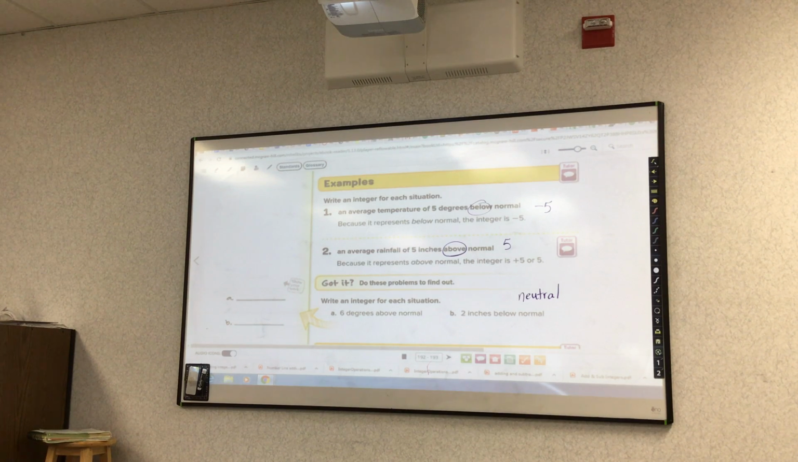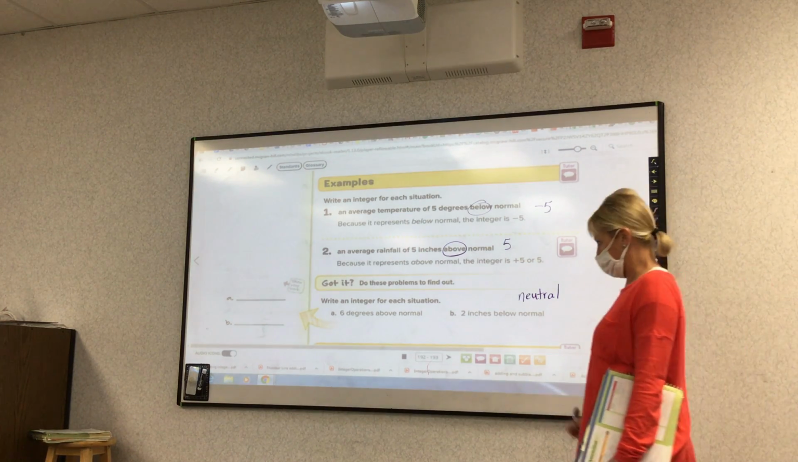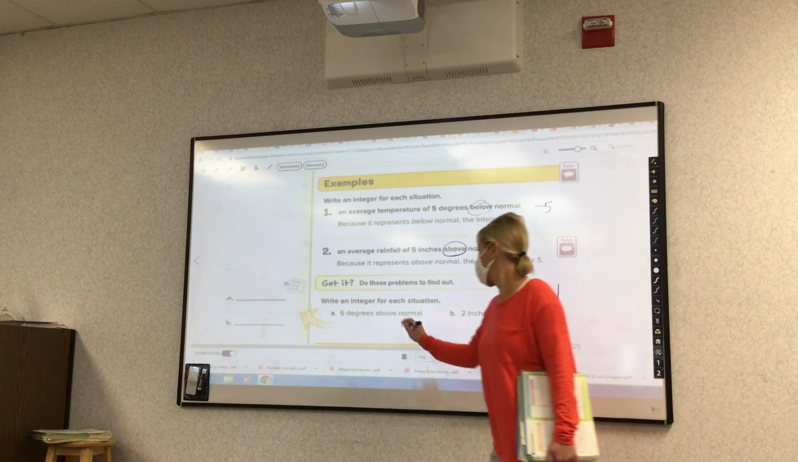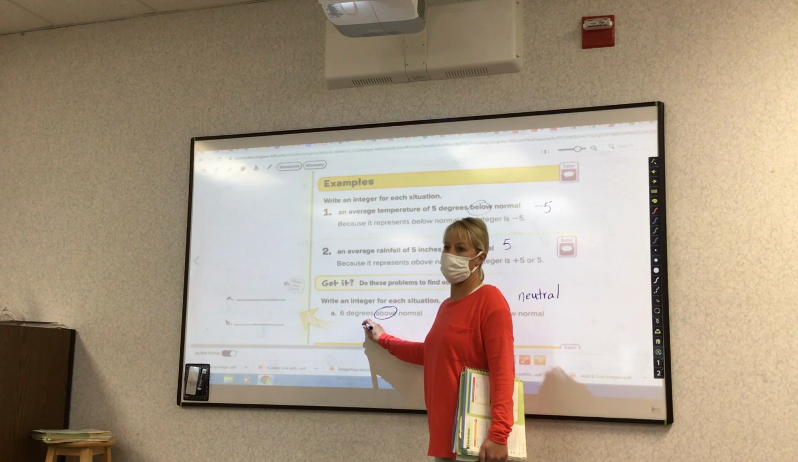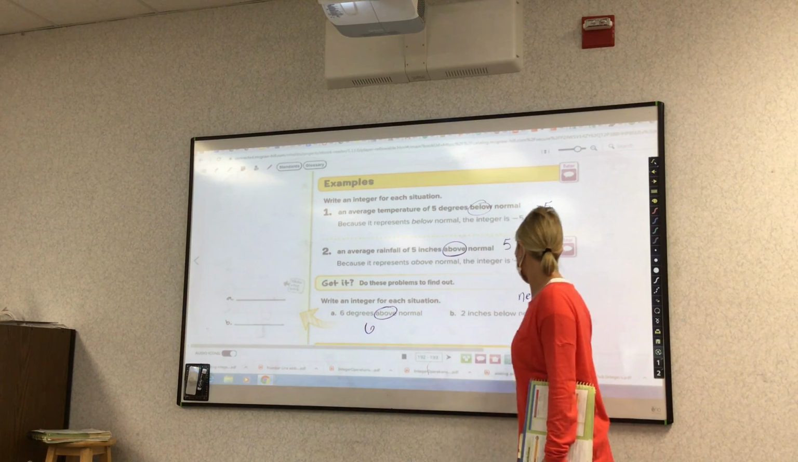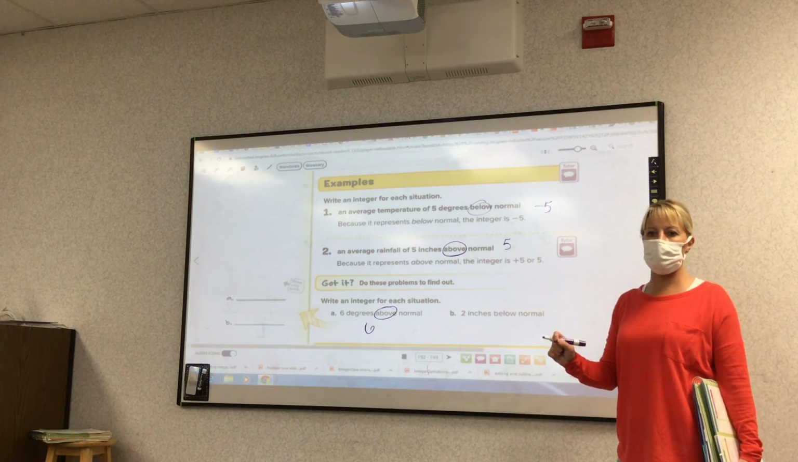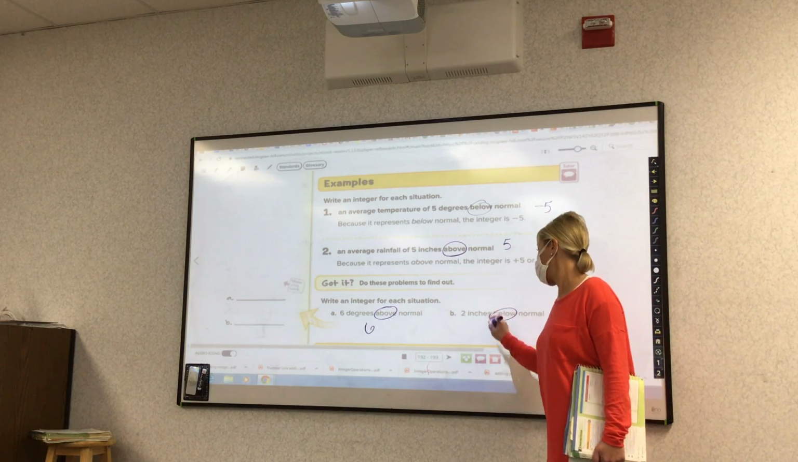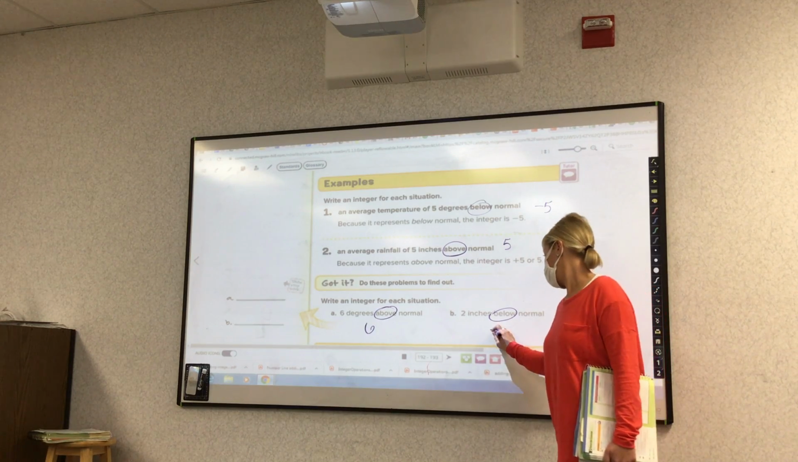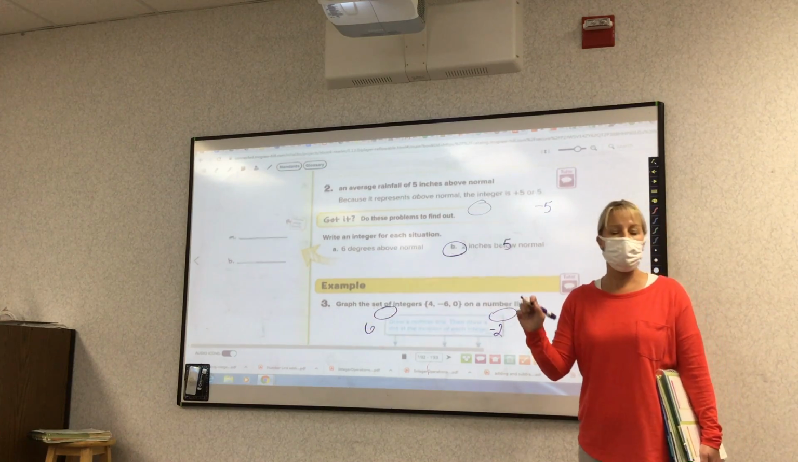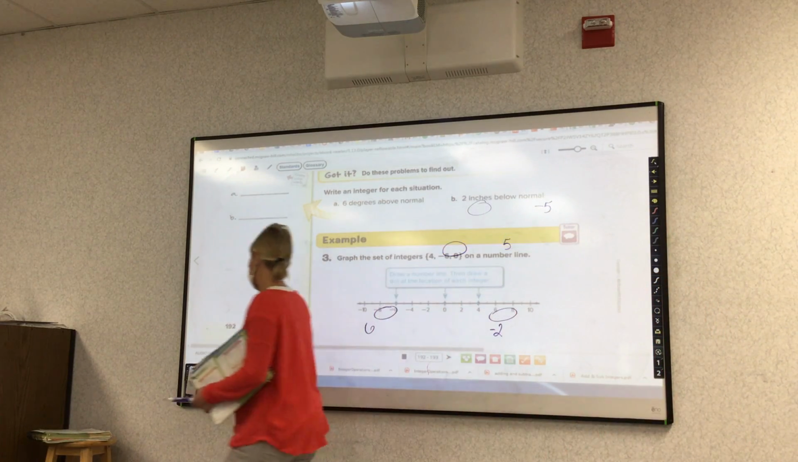So now we have some got it problems. It's saying write an integer for each situation, 6 degrees above normal. What do I need to circle first? Above. And then what am I going to write? 6. That's it. 2 inches below normal. What am I going to circle? Below. And then what am I going to write? -2. Okay. So we have the hang of it. When you get problems like this, you need to circle key words, key terms.